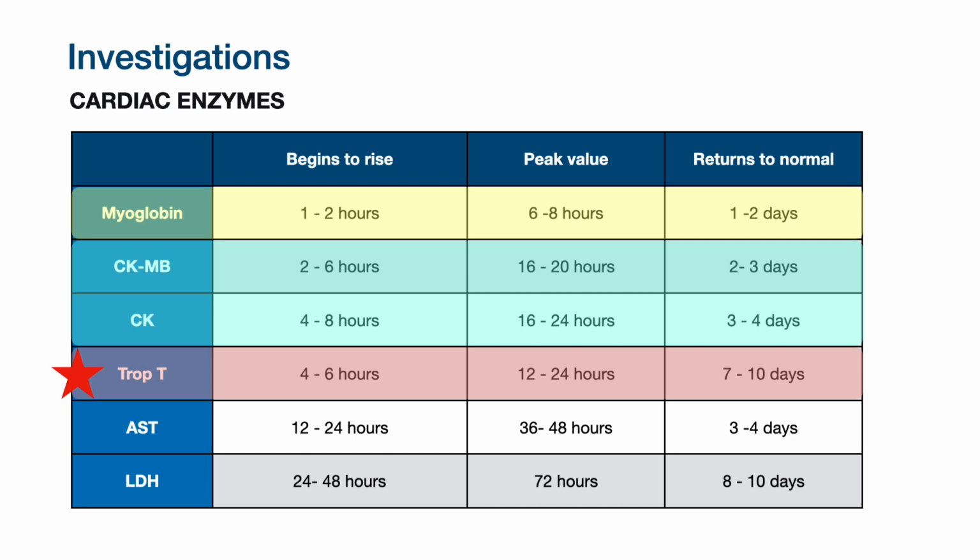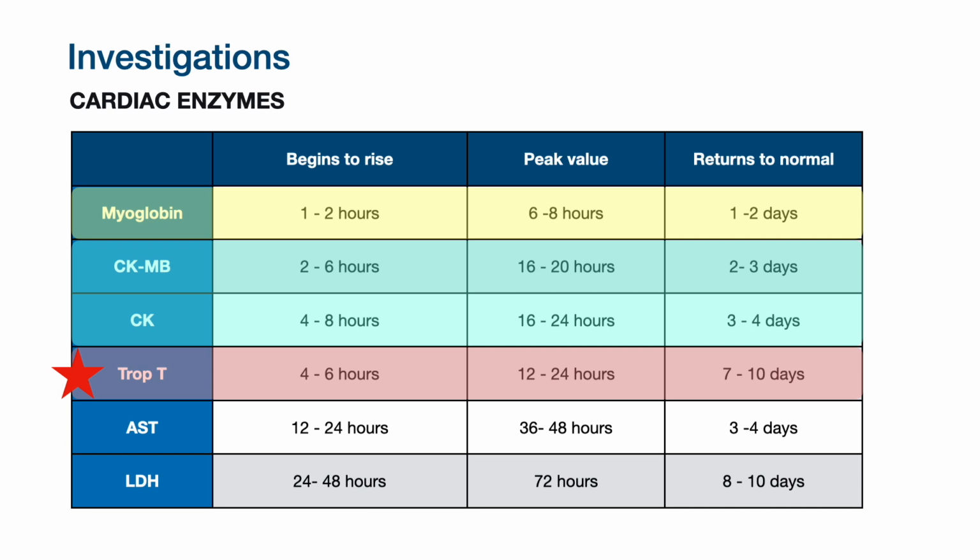CK-MB increases within 2 to 6 hours of onset of chest pain. It peaks within 24 hours and it returns to baseline quicker than the troponins. The sensitivity and specificity are not as high as for troponin levels, and this is useful to look for reinfarction as it returns to normal after 2 to 3 days.